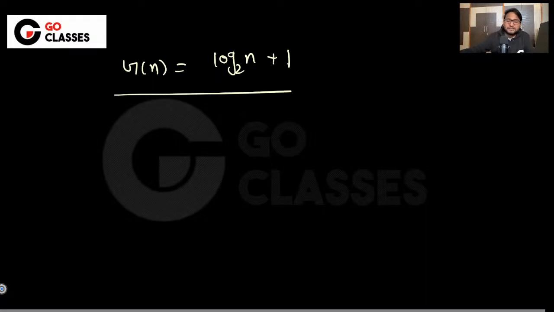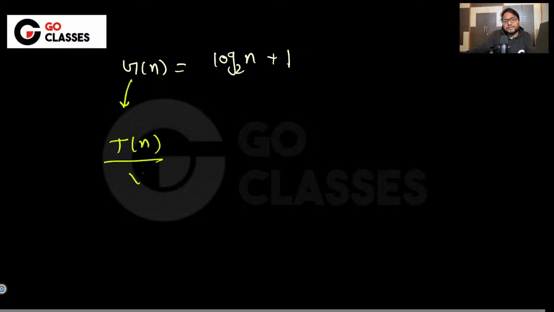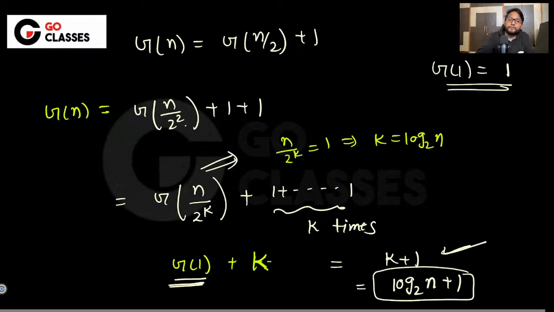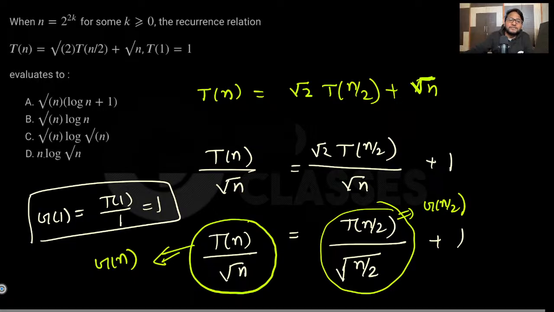So here Gn is log n plus 1, and this is exact. Is this theta? No, we don't need to use theta. We have found the exact value, and this Gn was Tn upon square root of n, and they are asking for the value of Tn. So Tn is nothing but square root of n into log n plus 1. That is the answer. So A is the correct answer, not B, because you need to add plus 1 here, since that's the exact thing they are interested in.